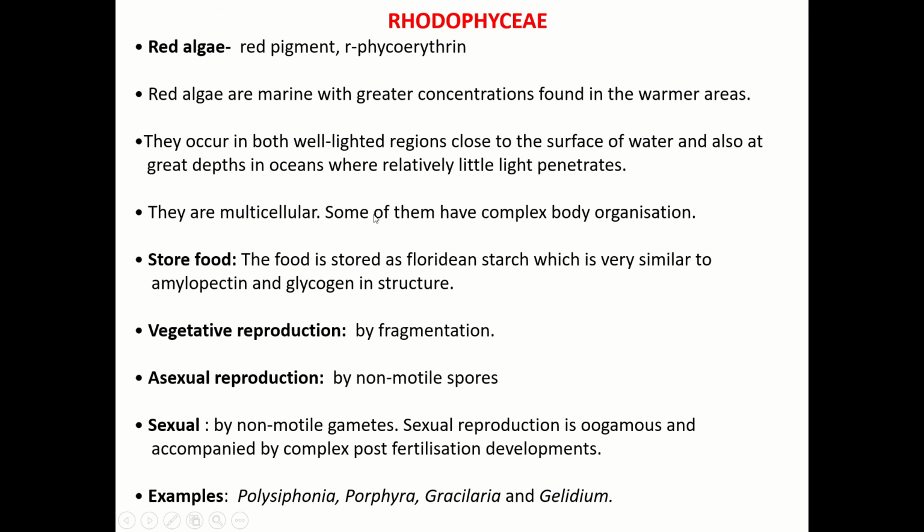They are multicellular. Some of them have complex body organization. Stored food is Floridean starch, which is very similar to amylopectin and glycogen in structure. Vegetative reproduction is by fragmentation, or asexual reproduction by non-motile spores, meaning flagella are absent. Sexual reproduction is by non-motile gametes; it is oogamous and accompanied by complex post-fertilization development. Examples of Rhodophyceae are Polysiphonia, Porphyra, Gracilaria and Gelidium.